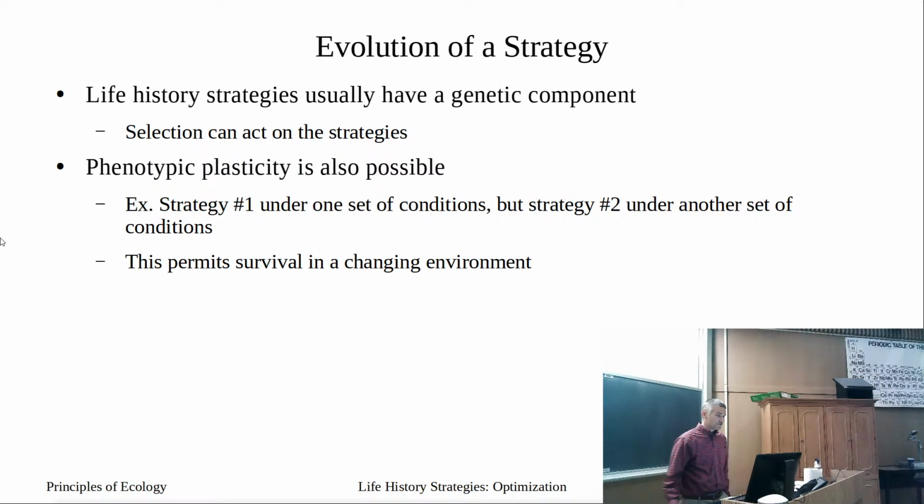All right, so these strategies, if selection is able to act on them, go back to Darwin's tenets for this, our strategies then must have a genetic component. As long as it has a genetic component, and that genetic component is heritable, then selection can act to start to produce the best strategy, the best life history strategy. But we do see phenotypic plasticity as being a possible part of our strategy.